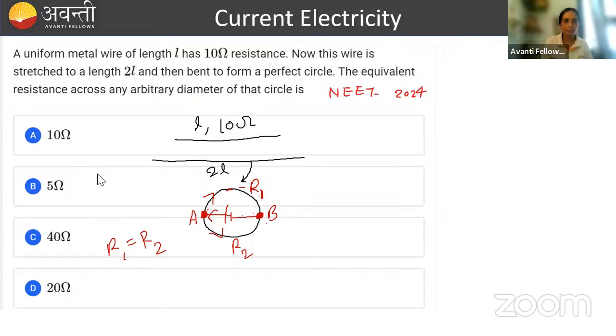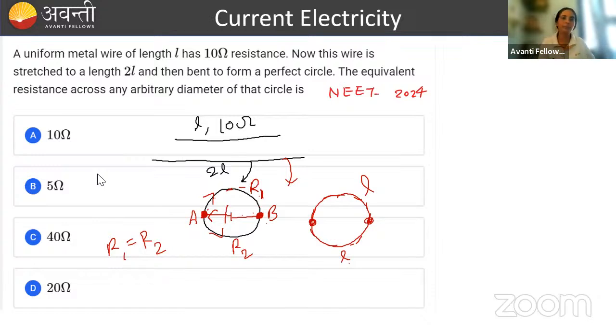Just see here, 2L is molded into a circle. So the whole length of the circle is how much? 2L. So if these are the diameter points, then this portion has a length of L and this portion has a length of L. So definitely they will share equal resistance. So R1 will be equal to R2. Now the question is, initially when the wire length was L, its resistance was 10 ohm. If its length is 2L, what will be its resistance?